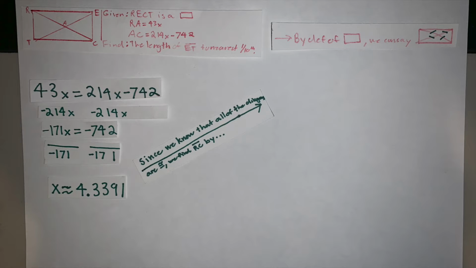The way we find RC is we plug the value we got for x into the numbers they give us. The way I would do this is that since RA equals 43x, then double that is going to be RC.